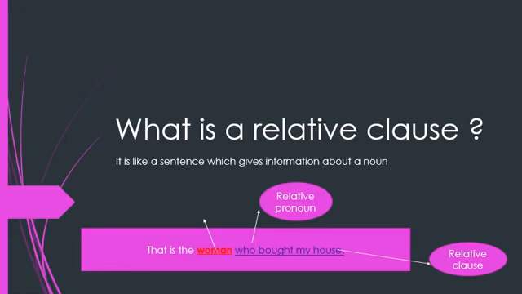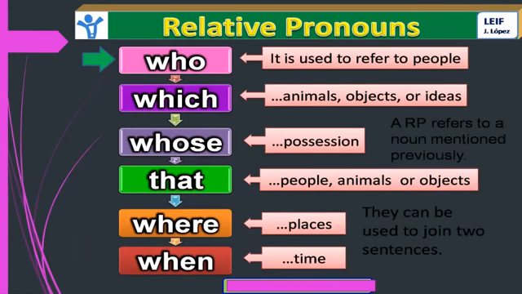Okay, and this relative clause, هي جملة, describes the noun. Where is the noun? Yes, woman is the noun. So woman is the noun, and who bought my house is the relative clause which describes the noun. Okay. As I told you before, the relative pronouns who, which, whose.